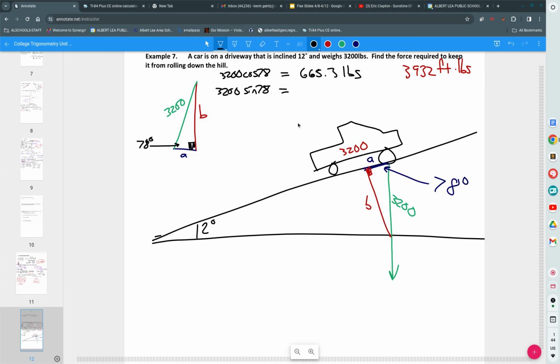All right. How about this one? 3,200 times the sine of 78. That is the weight that the driveway is feeling.